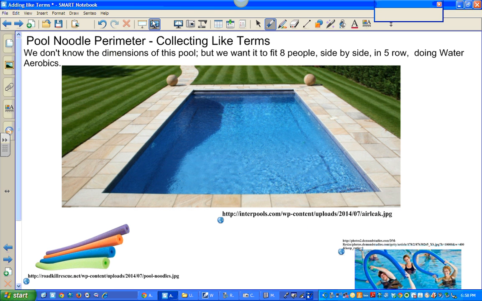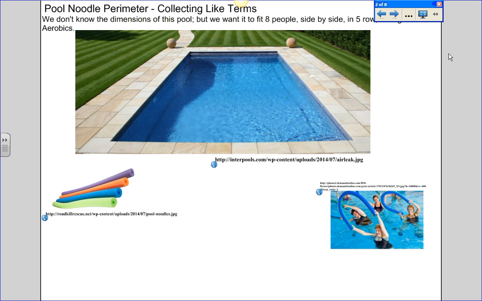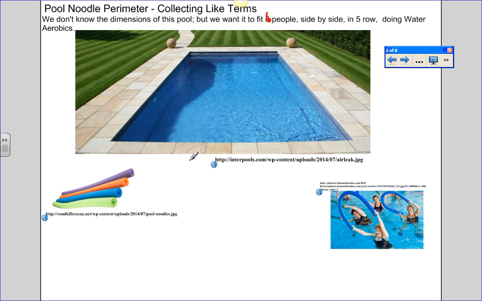Alright, so we have this problem, the pool noodle perimeter problem. I'm collecting like terms here. So we don't know the dimensions of this pool. It is a rectangle, but we want it to fit 6 people side by side in 5 rows. And they're going to be doing water aerobics. So what we're going to do, since you use pool noodles for water aerobics, is we're going to put down some pool noodles to figure out how wide our pool needs to be.